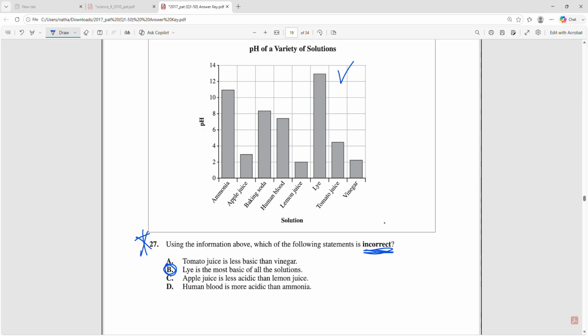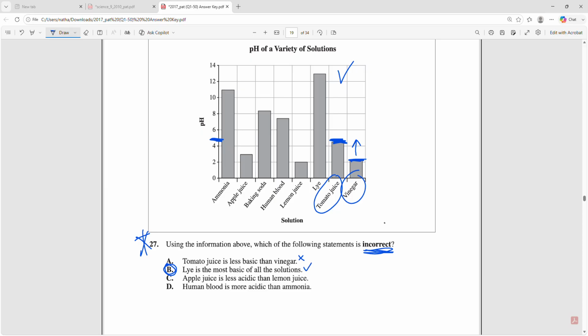Tomato juice is less basic than vinegar. Where's tomato juice? Here's tomato juice, and here's vinegar. Is tomato juice less basic? No, it's more basic. If it's higher, now I know these are both acids. If you read over here, anything less than a 7 is considered an acid, but we can still say that it's more basic than vinegar, right? It is higher compared to vinegar. So that could be it, because that's an incorrect statement.